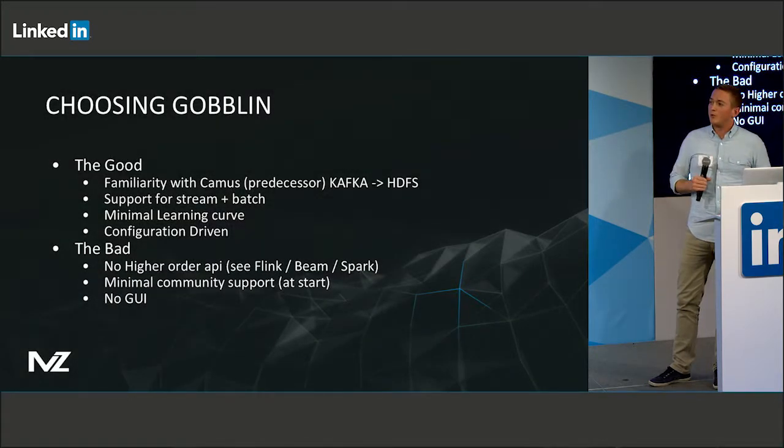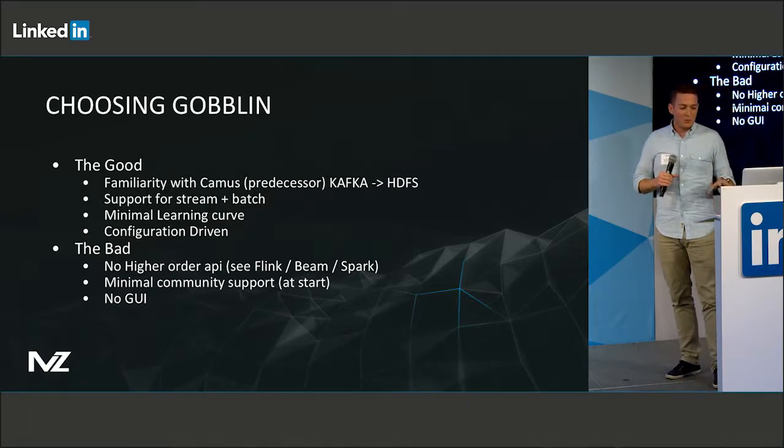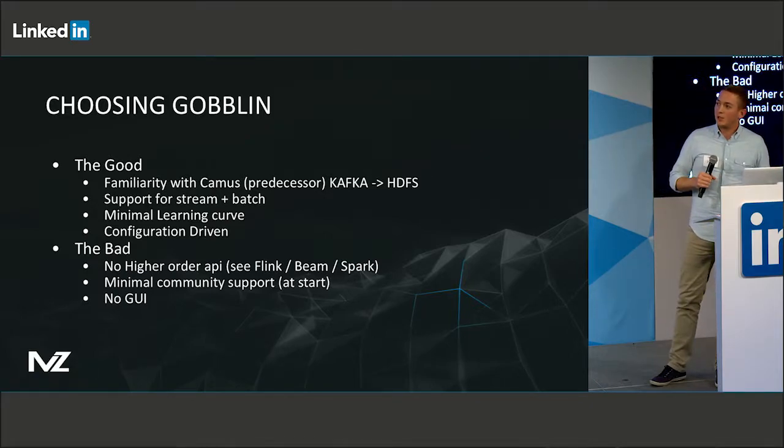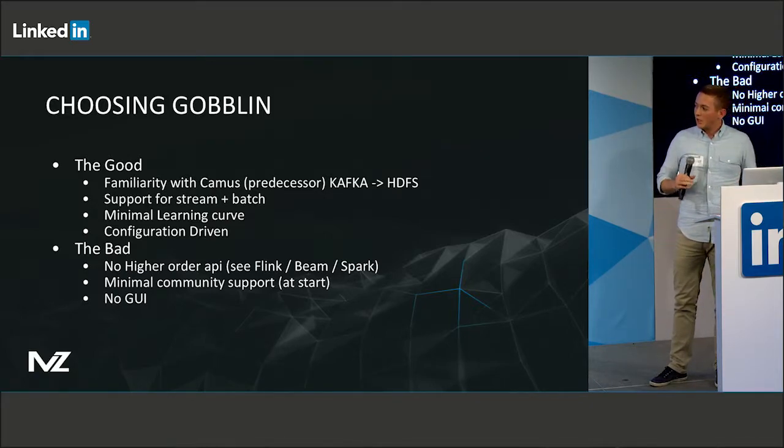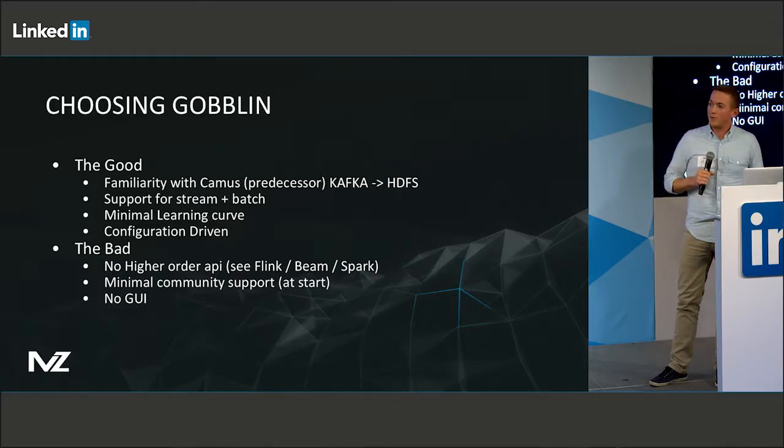So why did we choose Gobblin? Let me talk a little bit about the history there. We were a little bit familiar with Kamu, which is kind of the predecessor to Gobblin. It used Kafka to HDFS, a pretty stable framework for doing so. I'd used it before, so I was pretty familiar with that. We had stream and batch both as a requirement, so that was useful. For us, it was a minimal learning curve.